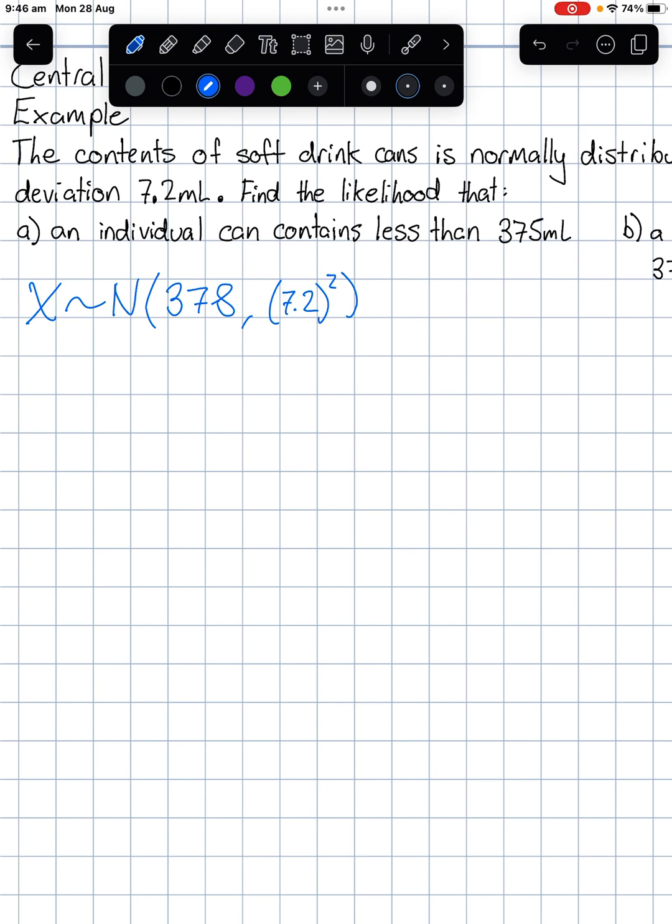So this first bit's quite simple. This is back in continuous random variables. We've got our normal distribution. So we're just looking at the probability that the can contains less than 375. So we're looking at the probability that X is less than 375, which means we're going to be doing an NCD, a normal cumulative distribution. We're looking at 1 times 10 to the 99. I just do that to make it a really big negative number.